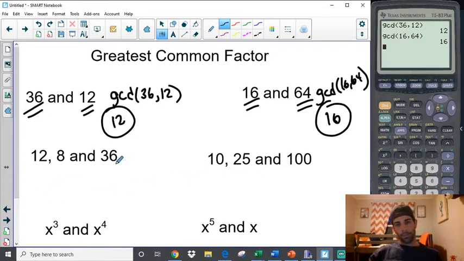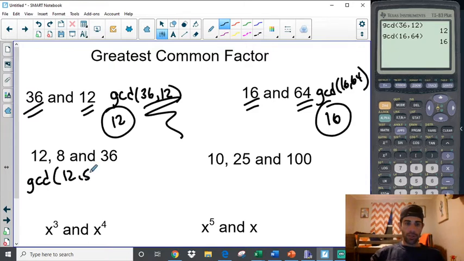All right, now things get a little tricky when all of a sudden you start to introduce more than two numbers. The calculator can only do two numbers at a time. The calculator is only as smart as the person using it. So if you just try to say to the calculator, tell me the GCD of 12, 8, and 36, the calculator is going to say, sorry, I'm just going to tell you the GCD of 12 and 8 and forget that 36 was even there.